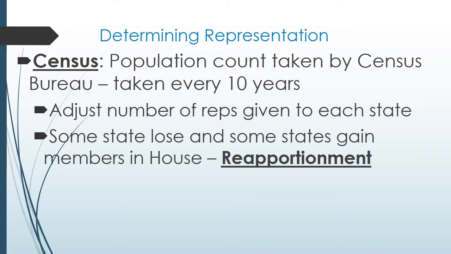So we determine representation based off of what we call a census, and it's a population count that's taken every 10 years, and it's supposed to be used to adjust the number of representatives given to a specific state. So here in North Carolina we have 13 members of the House, but if more people move to North Carolina, the next census for us will be in 2020, and we could potentially gain more representatives, while other states might gain or lose them as well. Some states lose and some states gain, and of course this is called reapportionment.